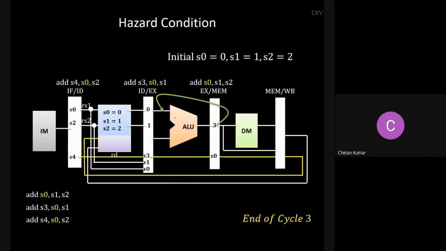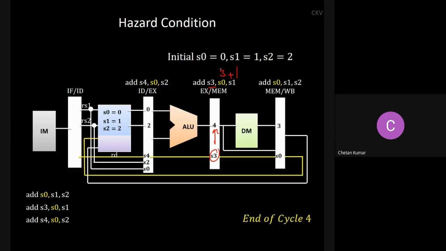At that time, you have to forward, and then you will be able to calculate the correct value. So S3 now is supposed to be written 4, because S0 was taken as 3, which is the forwarded value, plus 1 is there in S1. So 4 is supposed to be loaded into S3 register. Okay, so till this point, again, it is fine.